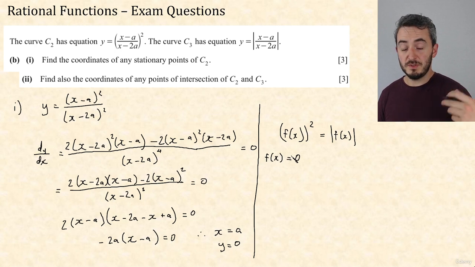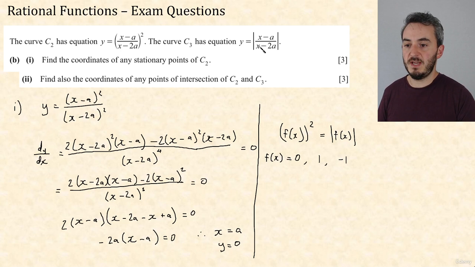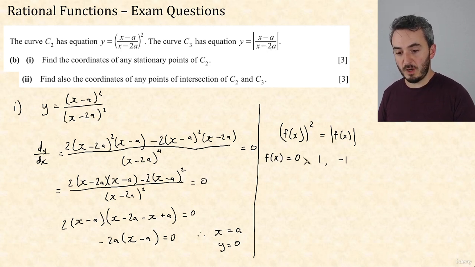Another number which, when you square it, gives you the same thing as taking the modulus is 1. Right? 1 squared is 1, mod 1 is 1. And the sneaky other one is minus 1, because minus 1 squared is 1, and the modulus of minus 1 is 1. So this result will be true, i.e. we'll have an intersection of C2 and C3 when our original function, x minus a over x minus 2a, is either 0, 1, or minus 1. So let's go ahead and find each of those.